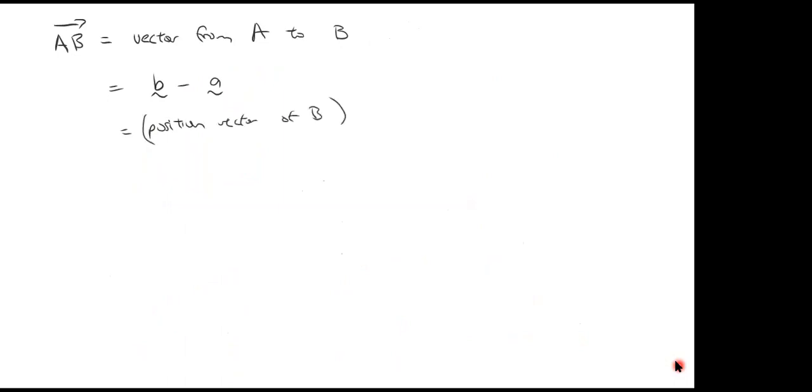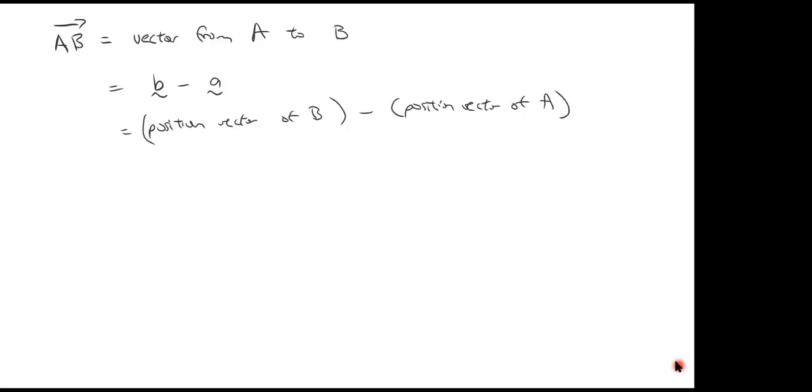So therefore, to reiterate, AB is the vector from A to B, which means it is going to be equal to B minus A, or in other words, the position vector of B minus the position vector of A. And you can't get this the wrong way around. You get it the wrong way around, you won't get AB, you'll get BA.